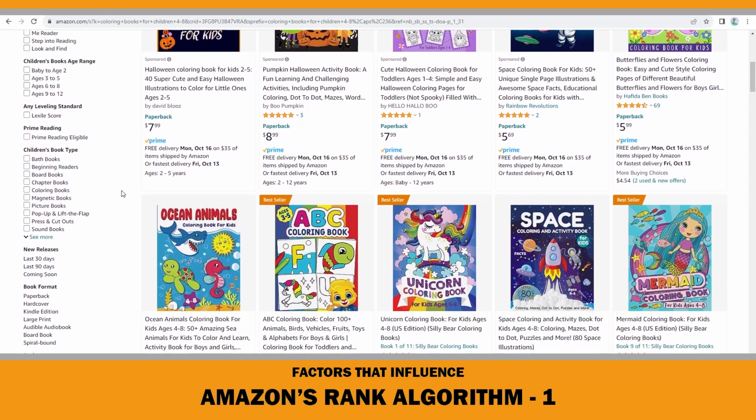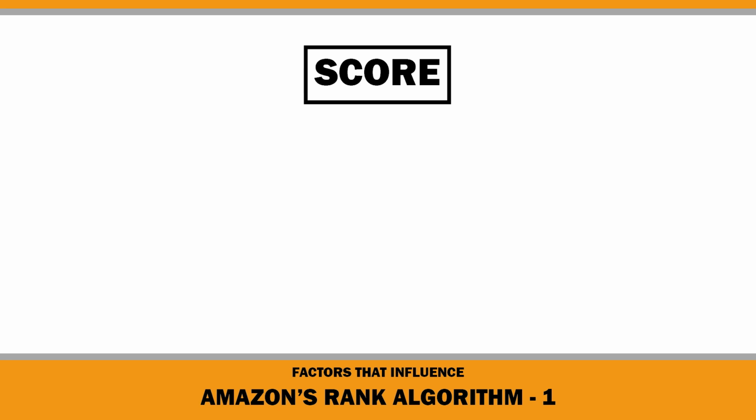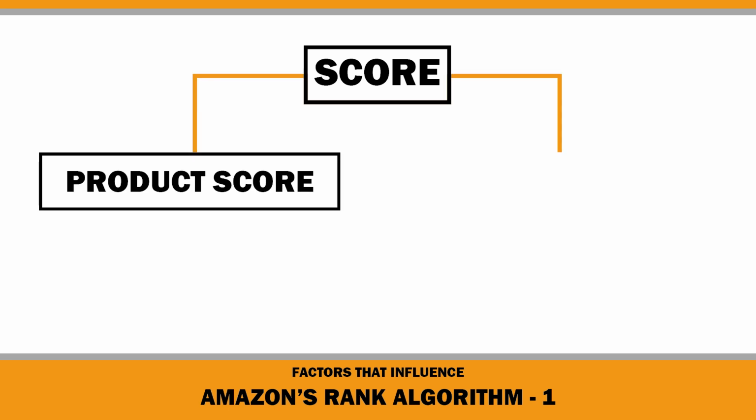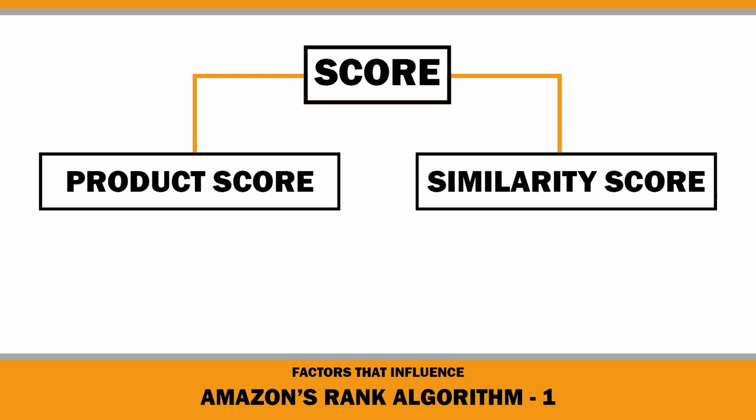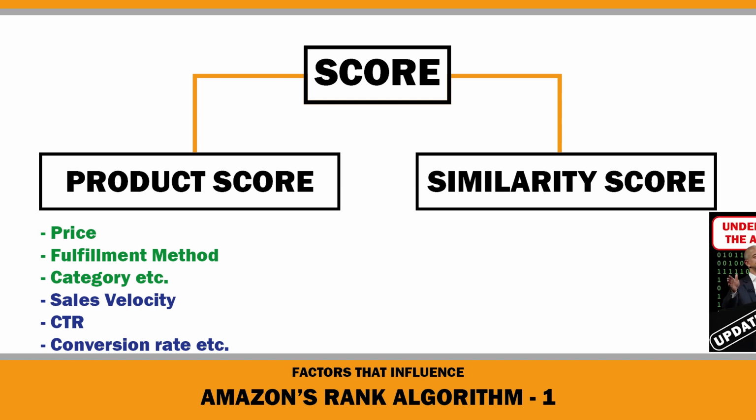The algorithms calculate the scores of each product to show more relevant products in the search results. Their scoring mechanism generally has two different sub-scoring modules: product scoring and similarity scoring. The product scoring is calculated based on the features and performance factors of the products. These features may be product information such as price, fulfillment method, category, and performance factors like sales velocity, click-through rate, and conversion rate. I mentioned each of these factors briefly in one of my recent videos.